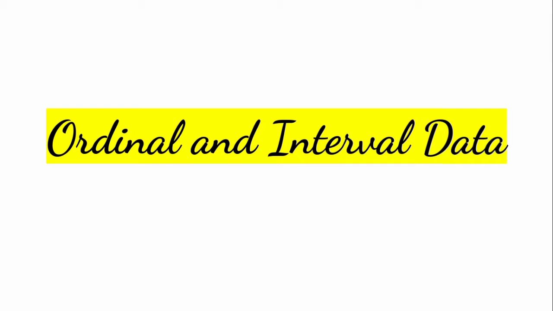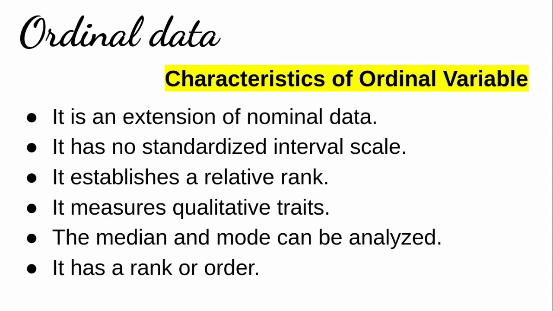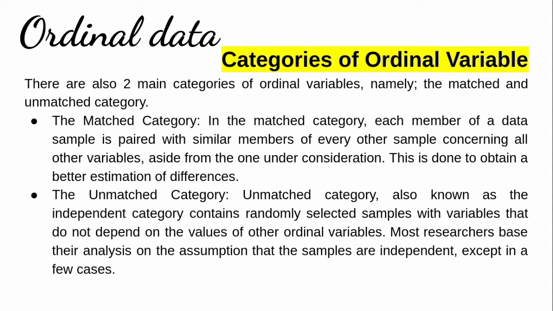Now we will be discussing ordinal and interval data. Ordinal data is a type of measurement variable that takes values with an order or ranked. It is the second level of measurement and is an extension of the nominal variable. There are two main categories of ordinal variables, namely the match and unmatched category.